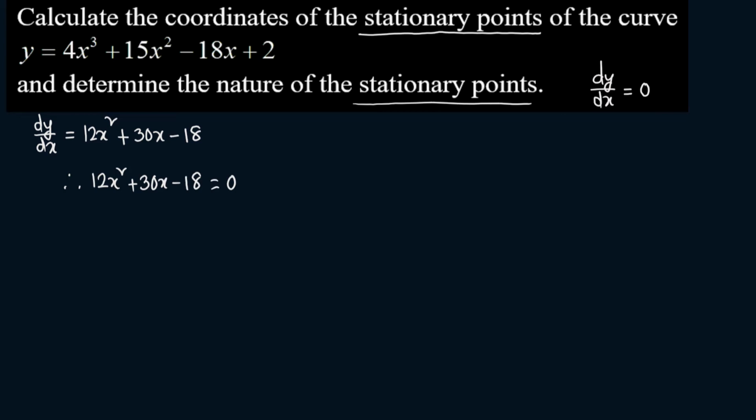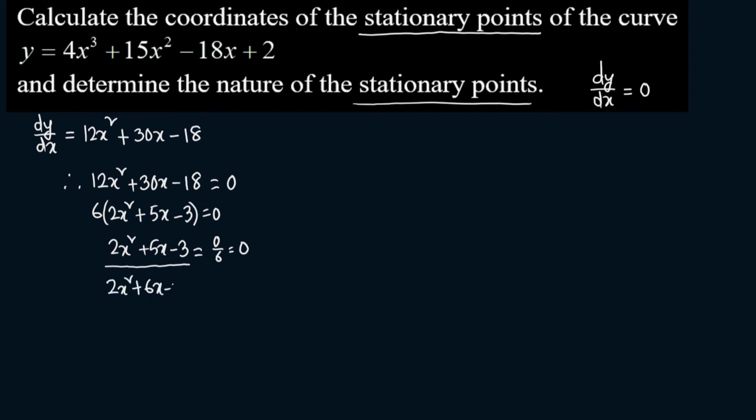For doing that, we can see here 6 is common. Let me take 6 common, which gives us 2x squared plus 5x minus 3 equals 0. Then the equation is 2x squared plus 5x minus 3 equals 0 divided by 6, which is 0 again. So we can apply the middle term break on the left side: 2x squared plus 6x minus x minus 3 equals 0.